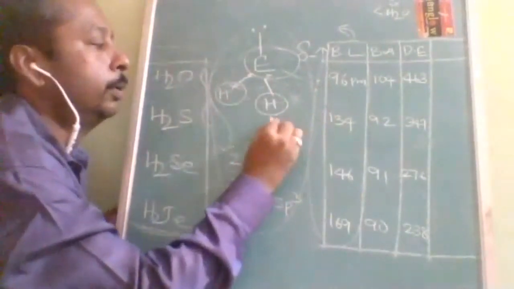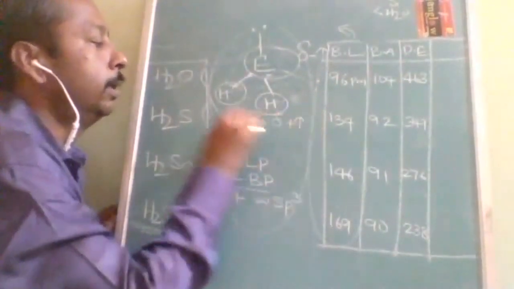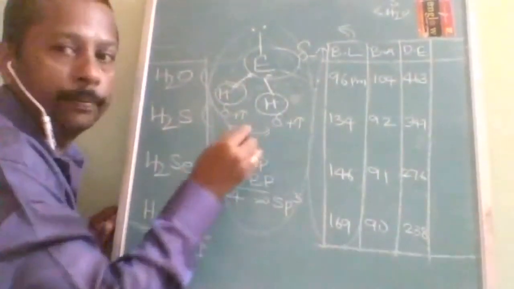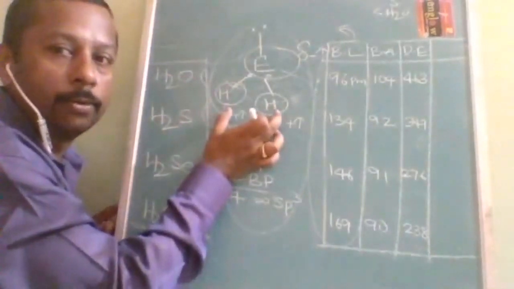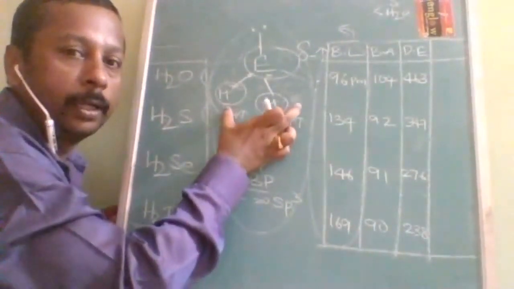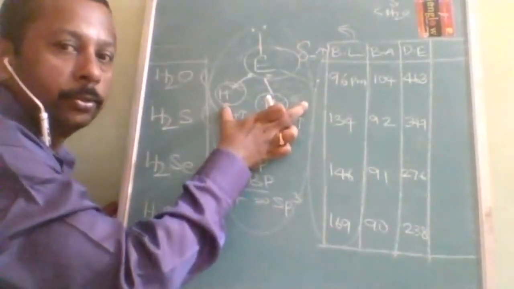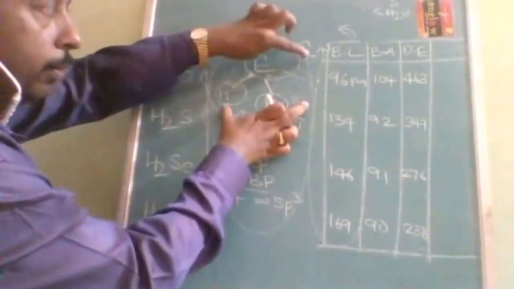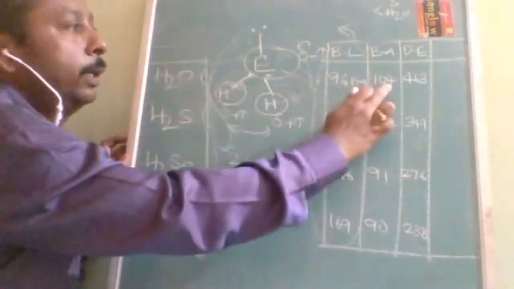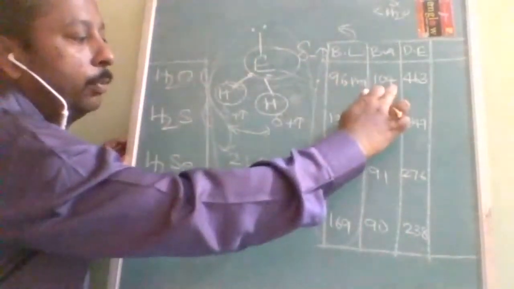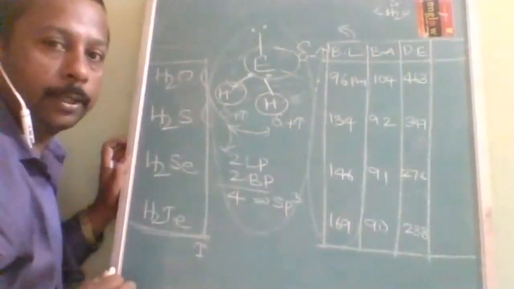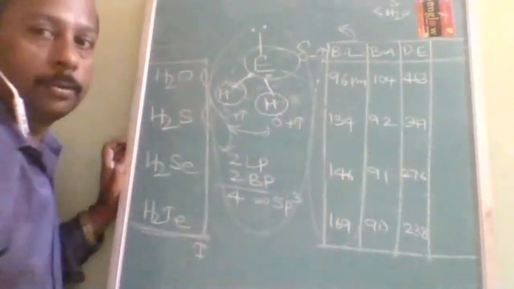And correspondingly there will be an increase in positive charge on the hydrogens also. Once the positive charge increases, the repulsion force between these two hydrogens will also increase. When repulsion force increases, the bond angle will increase. So indirectly, electronegativity more, bond angle more. Oxygen has more electronegativity, therefore bond angle is more. And tellurium bond angle is less because electronegativity is less. Is the reason behind bond angle understood, students?